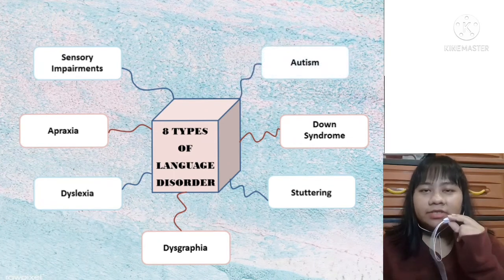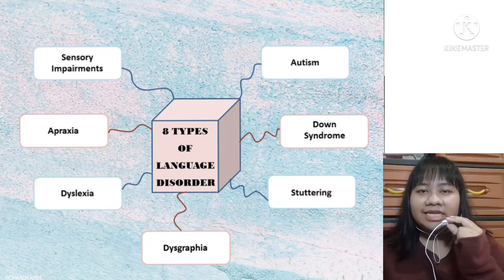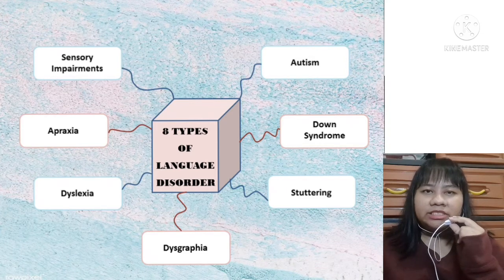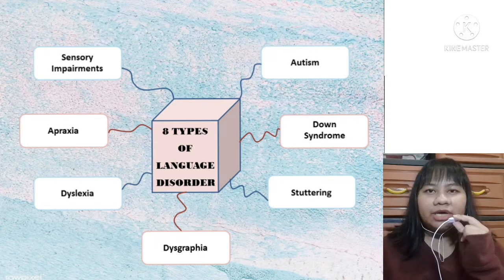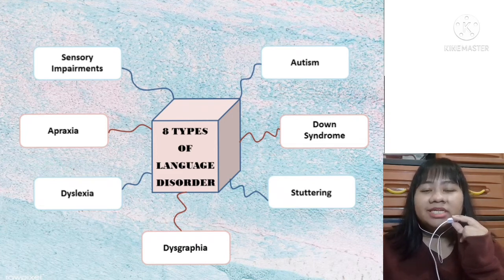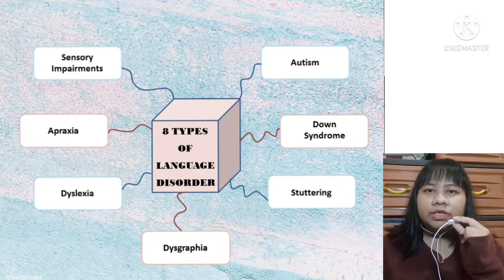The next is autism. Autism, or Autism Spectrum Disorder (ASD), is a neurodevelopmental disorder that causes disturbances in behavior and social interactions. Children with autism tend to have difficulty adapting to the social environment and associating with non-autistic children due to their differences that are more prominent compared to the other non-autistic children around them.